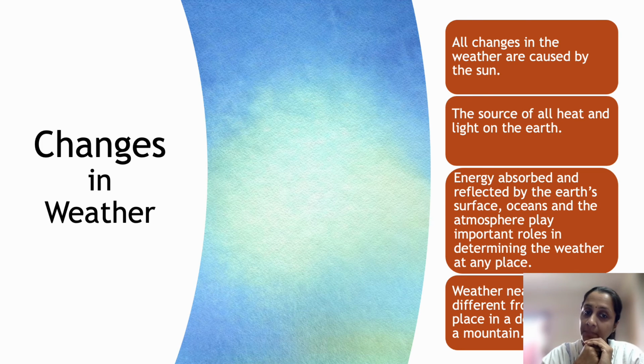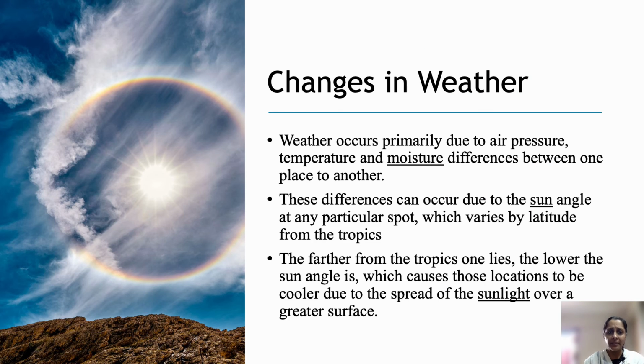of a particular place. And the weather differs. On mountains it is going to be a little cool, on plains it's going to be hot, near beaches it is going to be humid. So again, weather depends on the place. In a desert it can never be rainy. So weather is different for different places. Now primarily weather occurs due to air pressure, temperature and moisture differences between one place and another, and that is why the weather of 2 places will differ.